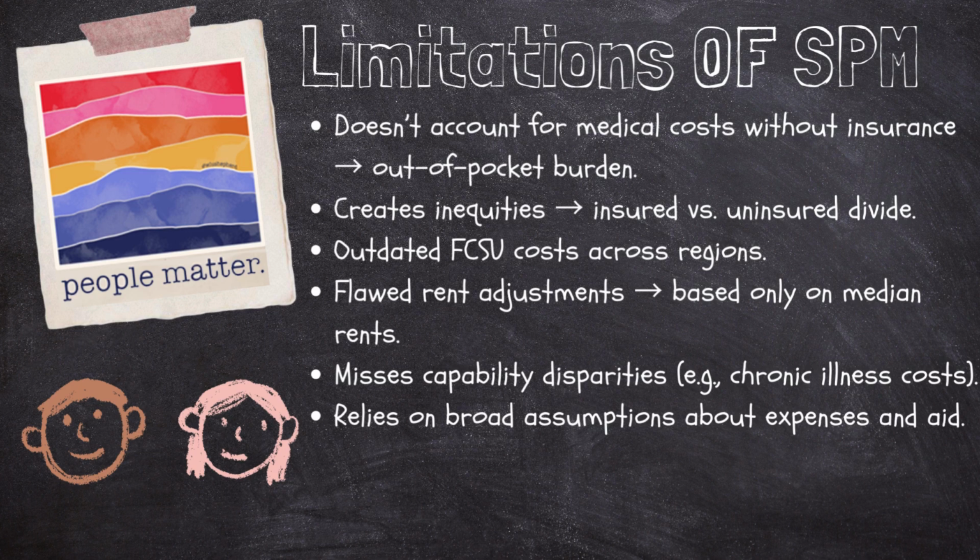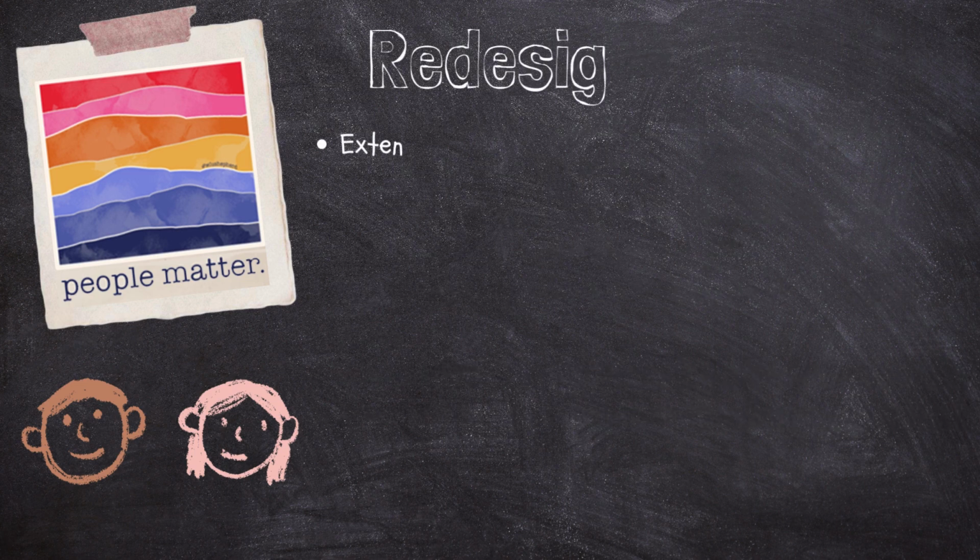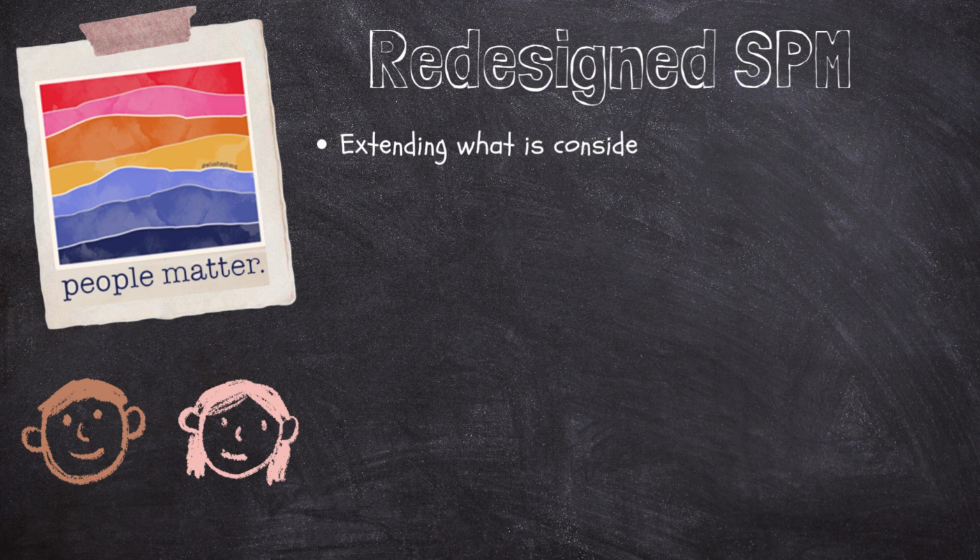ultimately penalizing the latter. Furthermore, the SPM does not fully capture costs of FCSU across different geographic locations, and it is especially limited when adjusting rent prices by geography, since the areas that FCSU are calculated for are very broad. Lastly, it does not consider individuals with chronic illnesses who are disproportionately impacted by the cost of additional needs. Instead, the SPM makes broad assumptions about the cost of housing, FCSU, and healthcare expenses. With our knowledge of the SPM and its drawbacks, we can alter it.